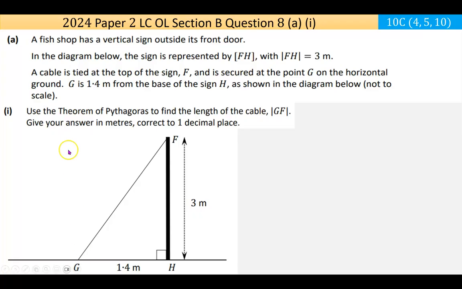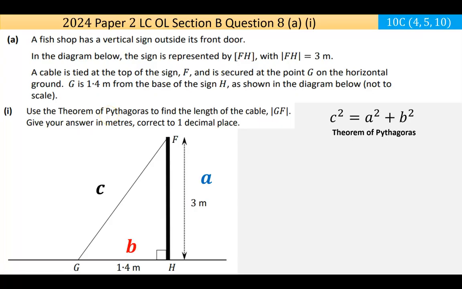Now, part 1 says, and they're very direct here, use the theorem of Pythagoras to find the length of the cable GF. Give your answer in meters correct to 1 decimal place. We'll worry about that when we get to the end. Now, they've told you what to do, so we need to find Pythagoras' theorem.